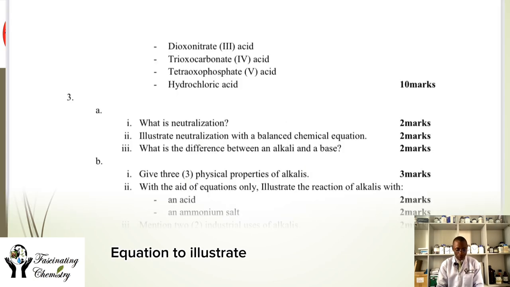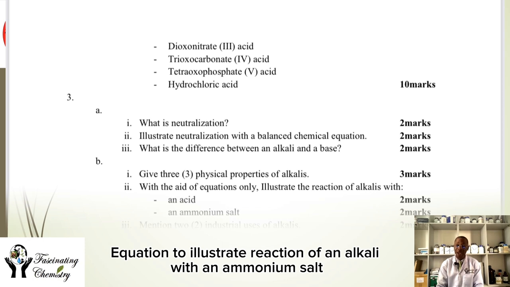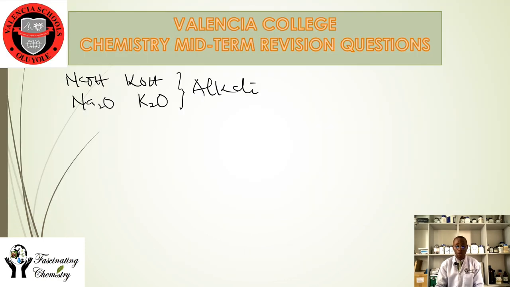The next question is to give an equation to illustrate the reaction of an alkali with an ammonium salt. So this alkali now plus an ammonium salt. What do you mean by ammonium salt? Ammonium is NH4 plus. So it becomes a salt when what succeeds this NH4 plus is an anion that's not oxygen or OH.